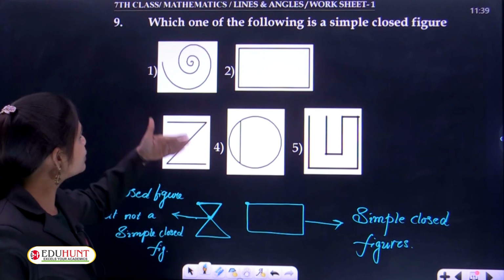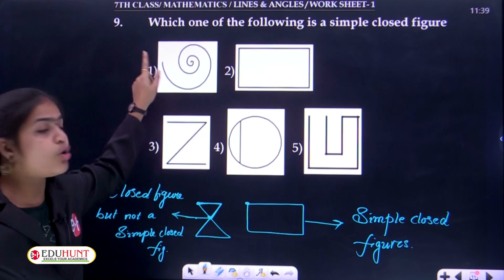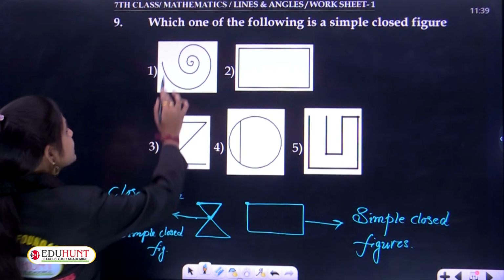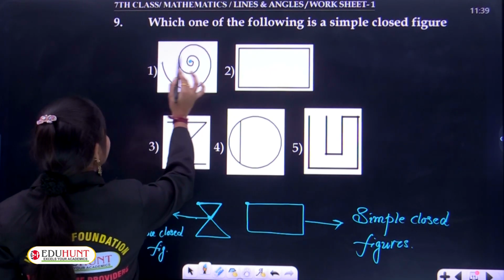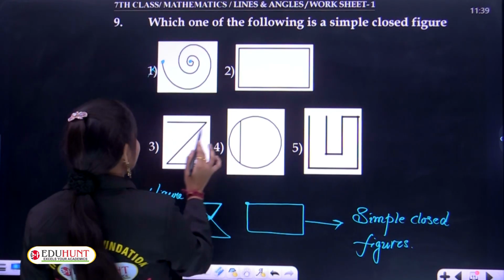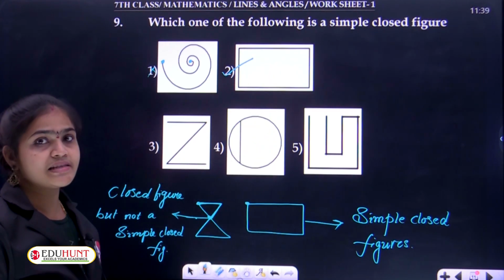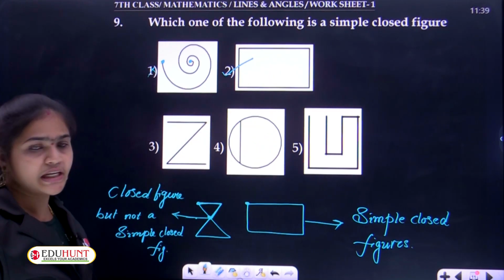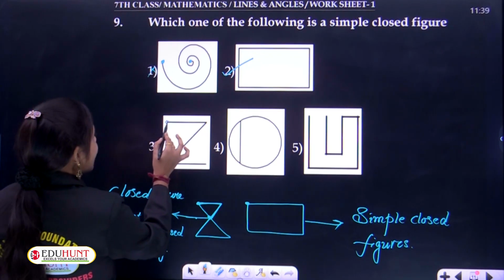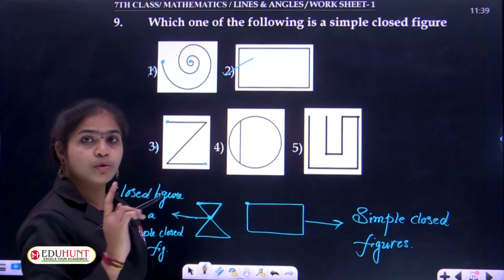As per this, which one satisfies? The first one, this is not a closed figure. This is an open figure. Why? Because this is the starting point and this is the ending point. That's why this is not a closed figure. And come to this one. Here, this is a closed figure and a simple closed figure. And come to this one. Here the starting point and ending point are different. That's why this is an open figure.